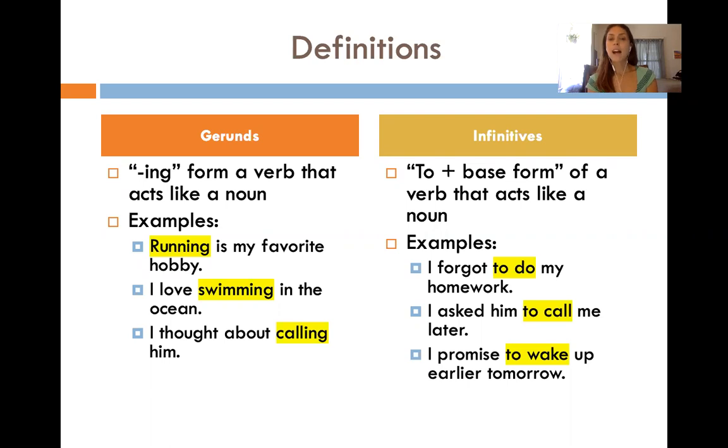Infinitives is to plus base form of a verb that acts like a noun. So examples, I forgot to do my homework. I asked him to call me later. I promised to wake up earlier tomorrow. So we have to do, to call, and to wake. So the big difference here is gerund is ing, infinitives is to plus base form.